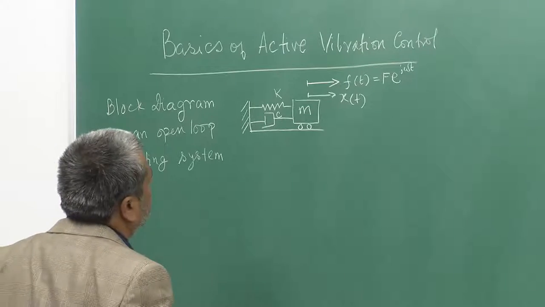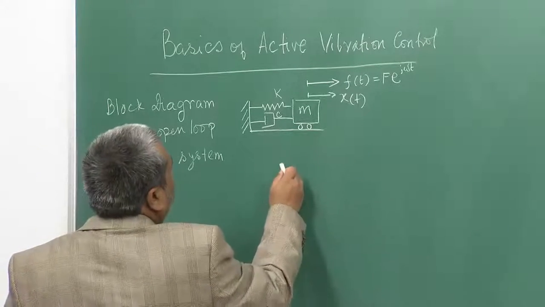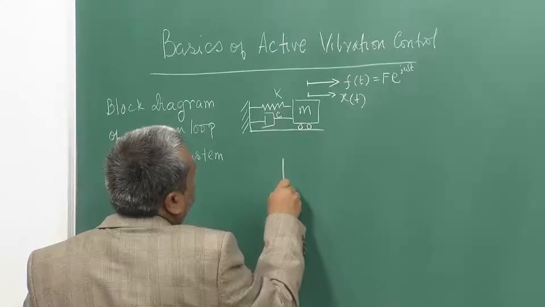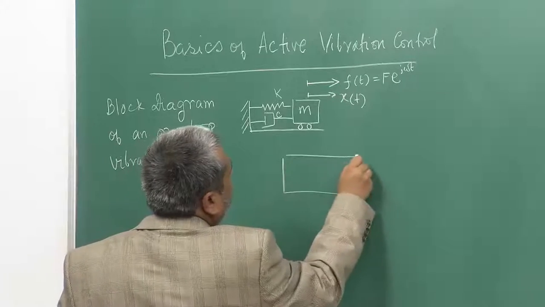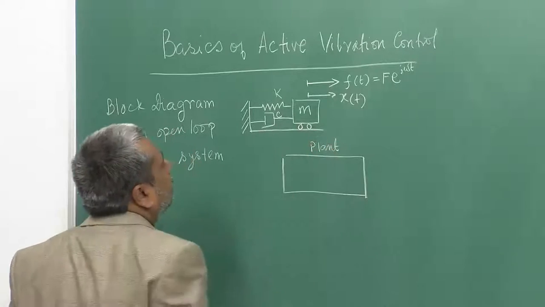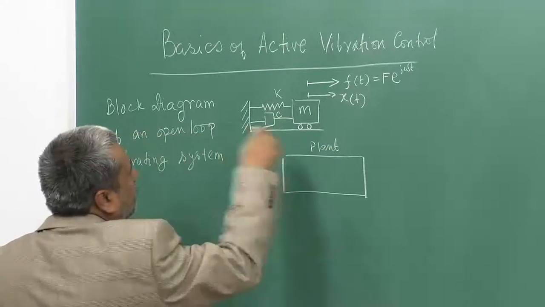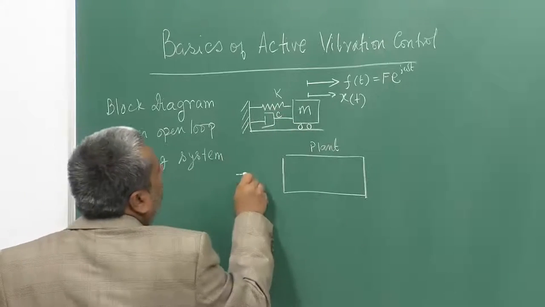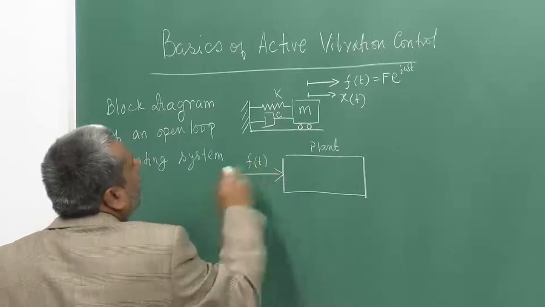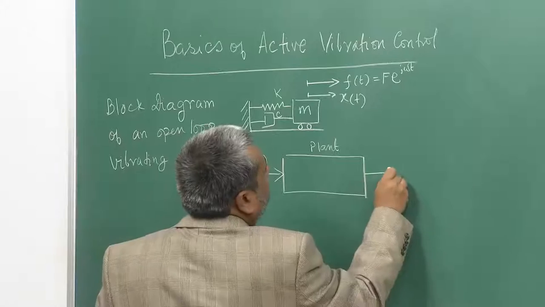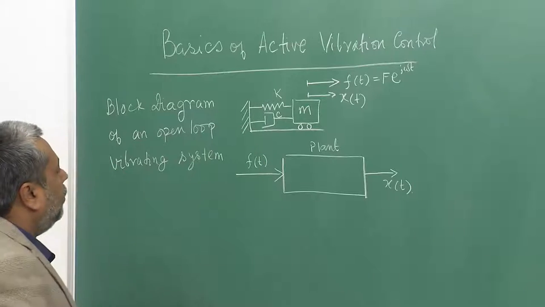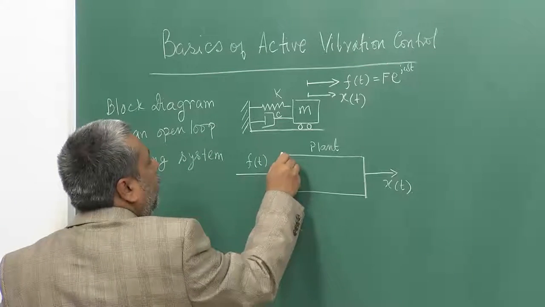Now, if I have to represent this type of system in terms of a block diagram, how will it come up? So, we have to have a plant here. This is also known as the plant, and that plant is actually this system, and we have an excitation force F(t) working on the plant, and the plant is showing a response which is x(t). Now, the point is what goes inside this block.